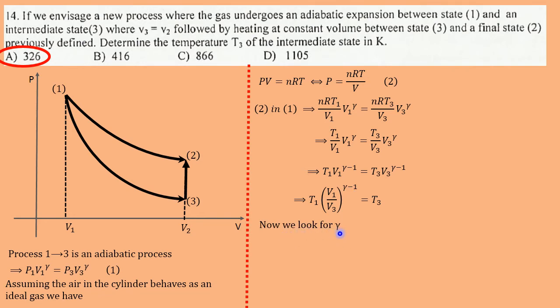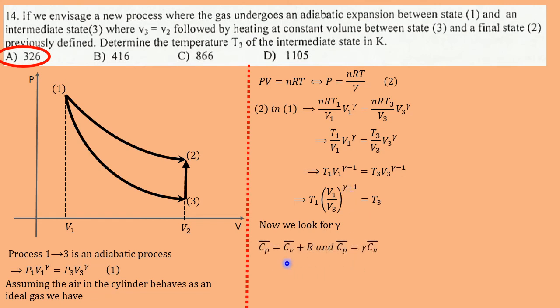Now we look for gamma. In the equation we have T1, T2, V1, V3 and T3, because we have been told that V3 is V2. That's it, V3 equals V2. So obviously since we had V2, we can substitute it for V3. We had T1 given in the equation as 600 Kelvin, and now we have to look for T3, but we don't know what gamma is. So that's our point of interest now.